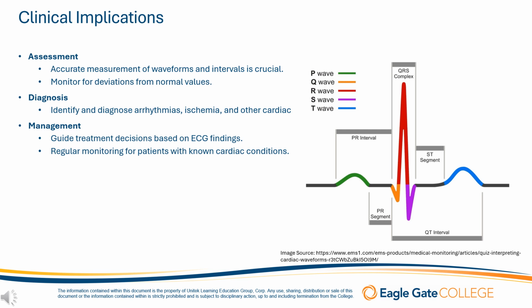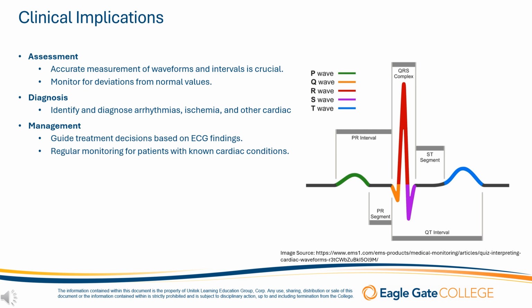Hyperkalemia is your peak T waves with wide QRS complexes, and hypokalemia has flattened T waves with prominent U waves. We're going to guide our treatment decisions based on ECG findings so that we have timely intervention. Arrhythmias require immediate intervention. We might need to defibrillate for ventricular fibrillation or cardiovert for atrial fibrillation.